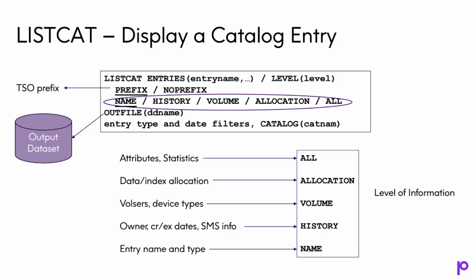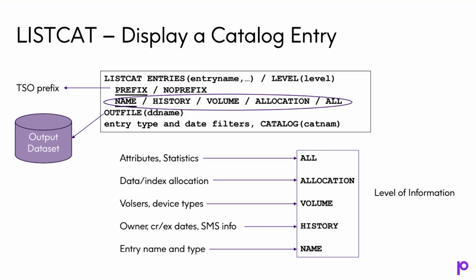And then normally the output of listcat would go to sysprint, but I may want to put it to an output data set. This is particularly useful if I'm generating a whole bunch of information, which I can then post-process with something like Rexx, because the listcat output format is fixed. It rarely changes, and we can get a great deal of information by masking the listcat entry names.